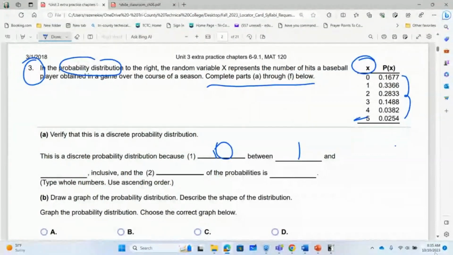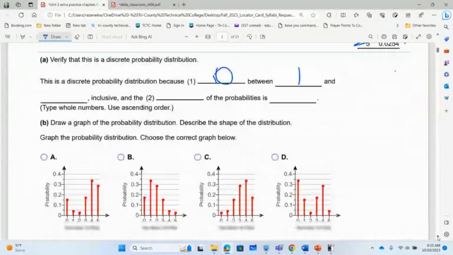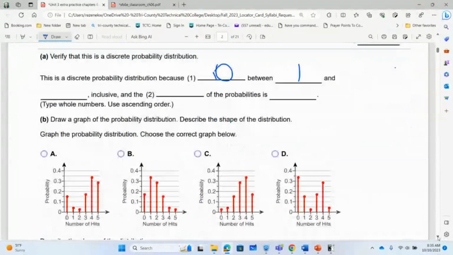Okay. It is a probability distribution because none of them is negative, and the probability of each and every one of them is between 0 and 1. None of the probabilities is greater than 1. Draw a graph of the probability distribution.